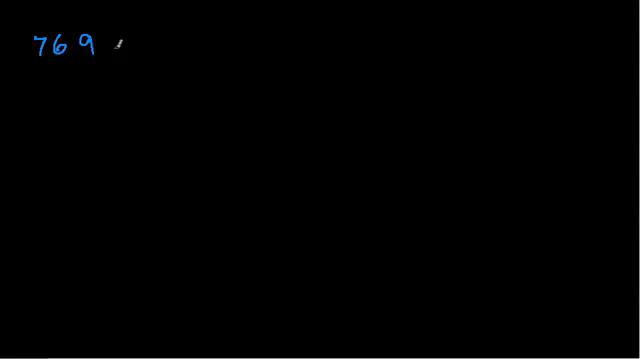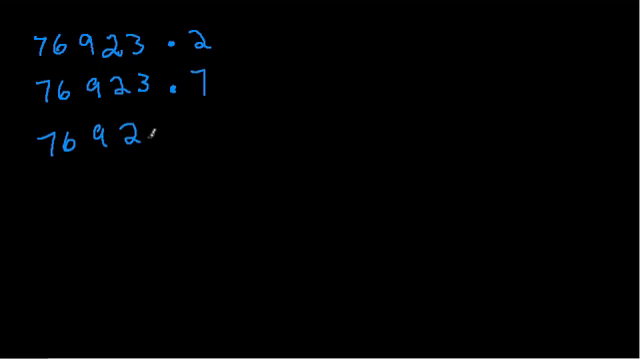Pattern, and we're going to use the same number this time, and we're going to produce a different pattern. And I want you to notice that we start with the same number, but when we multiply it by different numbers, we can still form different patterns. So 76,923 times 2, and then times 7, and then we're going to multiply it by 5, and then we're going to multiply it by 11.